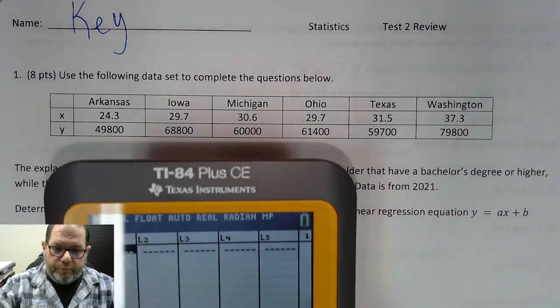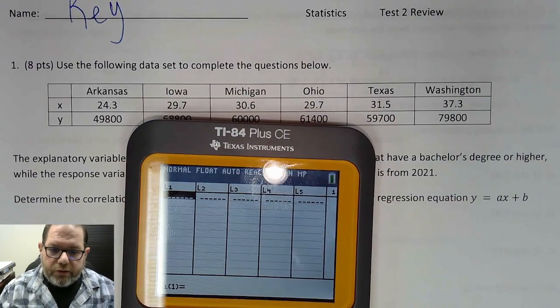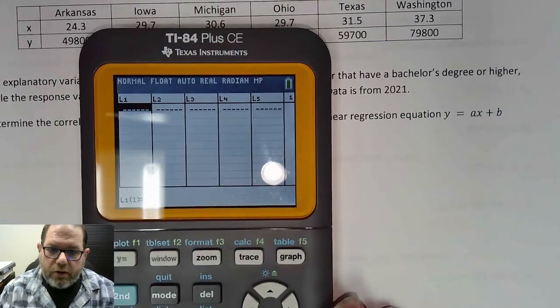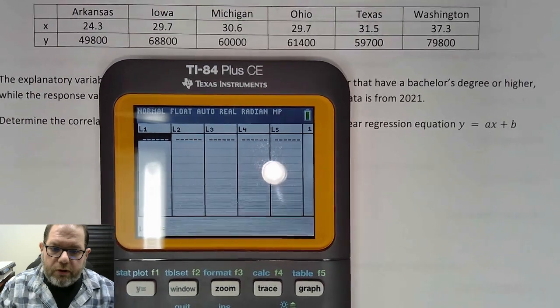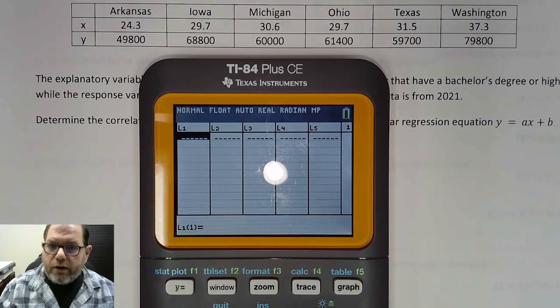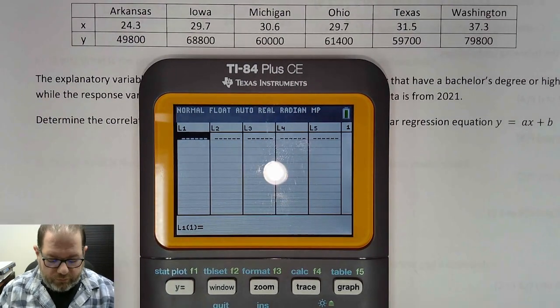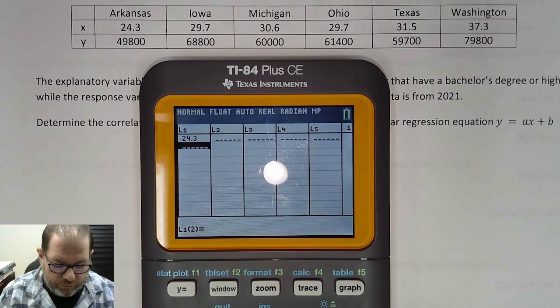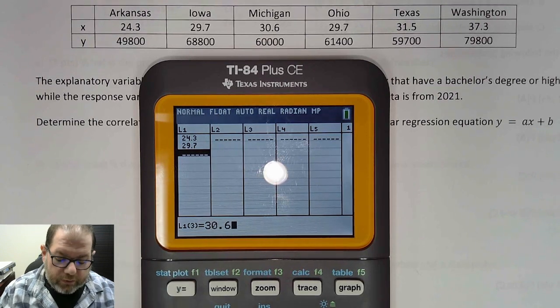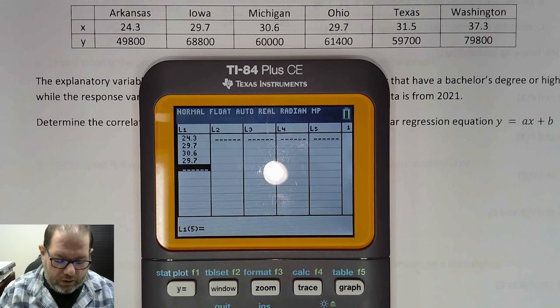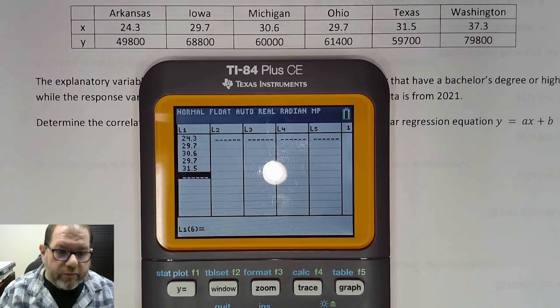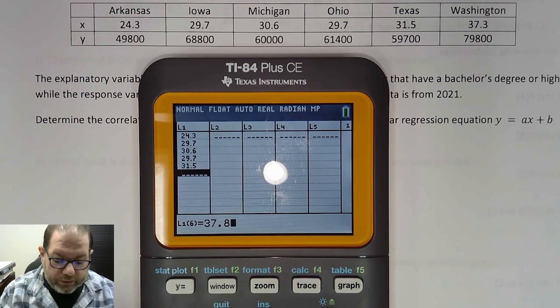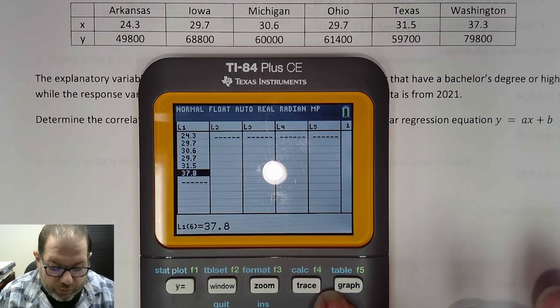All right, so on our calculator, I'm going to put in L1 our x variable, so 24.3, 29.7, 30.6, 29.7, 31.5, and 37.3. Okay, oops, 30.3.